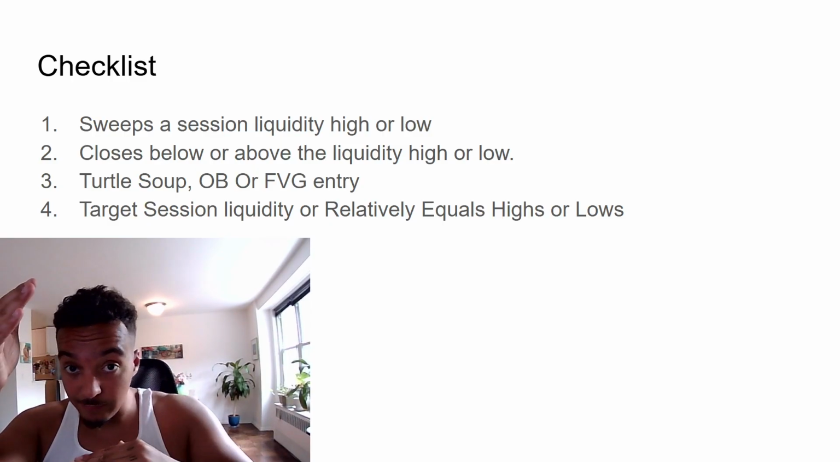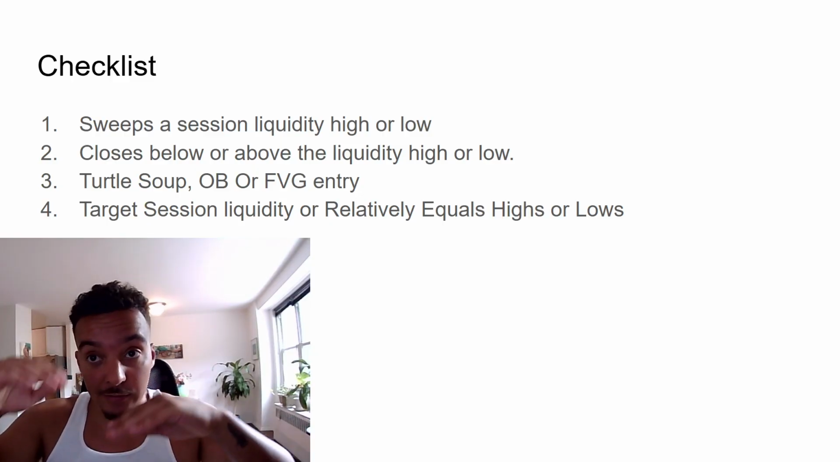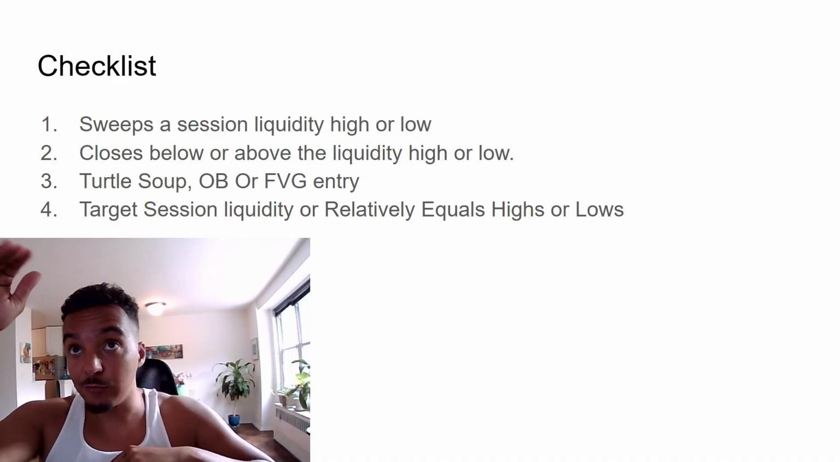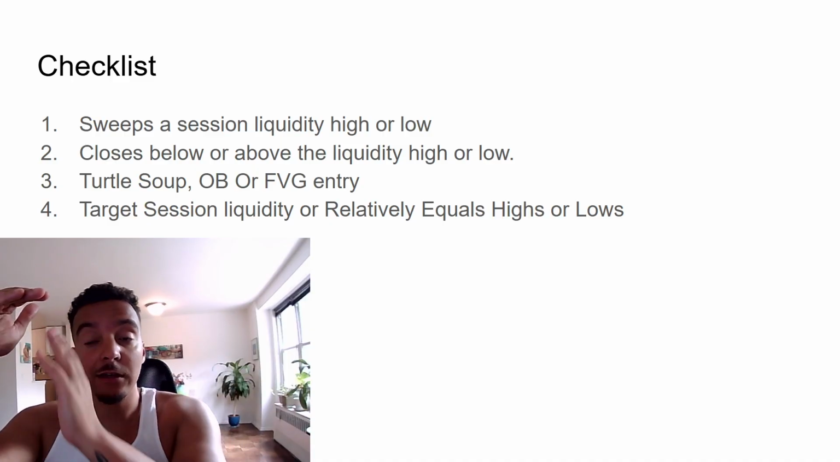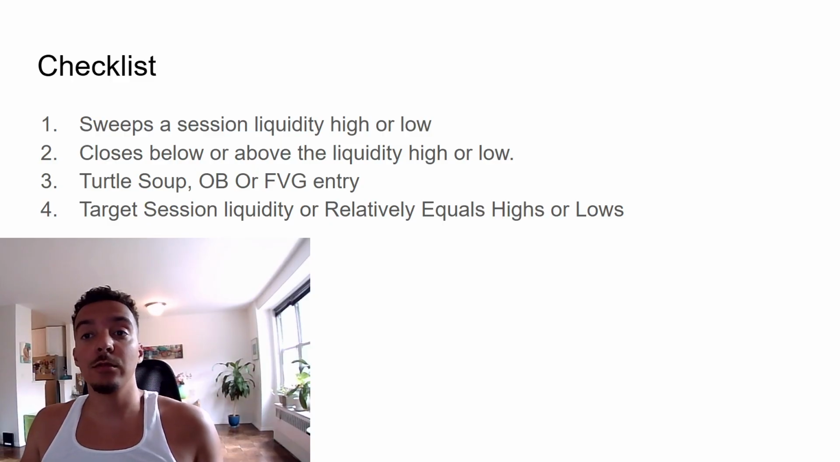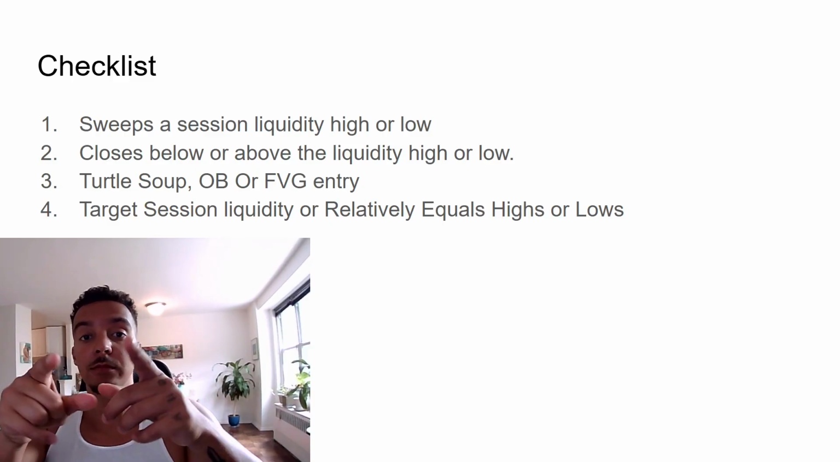Boom, relatively equal highs. If there are relatively equal highs right here, you sweep the lows first, then you look for the highs. Turtle soup, OB, fair value gap entry. Boom. See ya. Let's go.